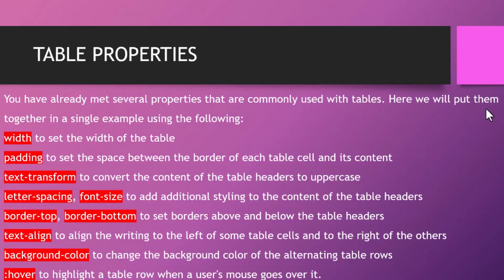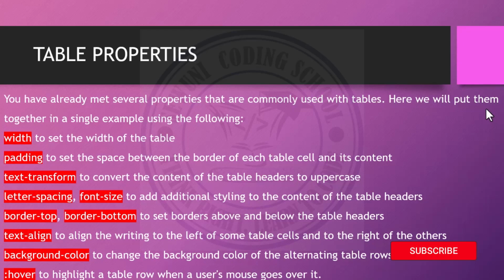As you have already met several properties that are commonly used with tables, we are going to put them together in a single example. We're going to talk about the width, which is used to set the width of the table, the padding, which is used to set the space between the border of each table cell and its content, and text transform, which is used to convert the content of the table headers to uppercase.